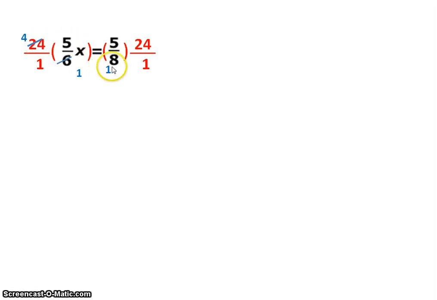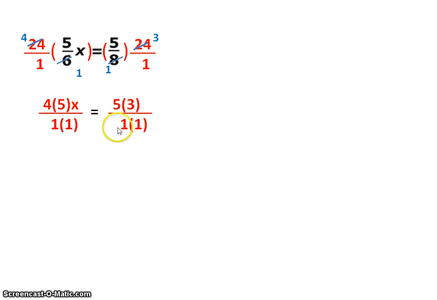Let's take a look at the right-hand side. 8 goes into 8 once. 8 goes into 24 3 times. Now, on the left-hand side, I'm going to simplify. The numerators are going to be multiplied, 4 times 5, x over 1 times 1. On the right-hand side, I have 5 times 3 in my numerator and 8 times 1, I'm sorry, 1 times 1 in my denominator.